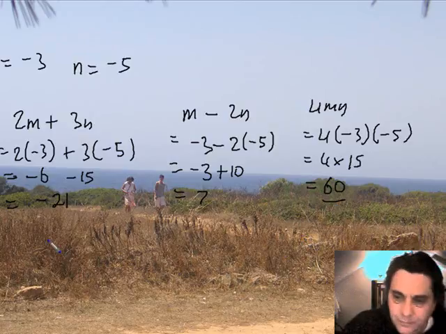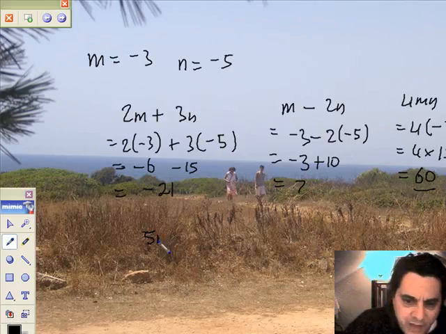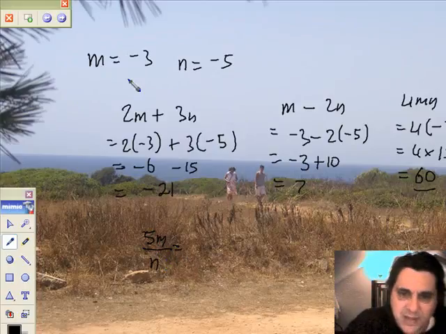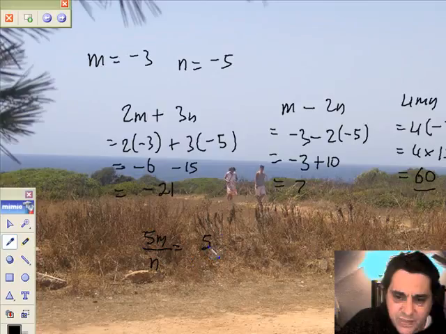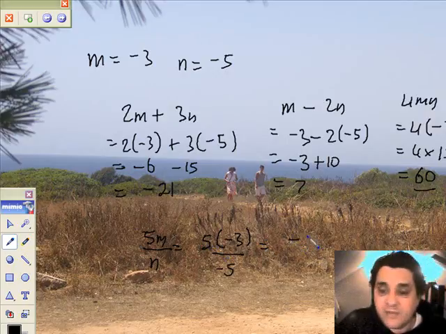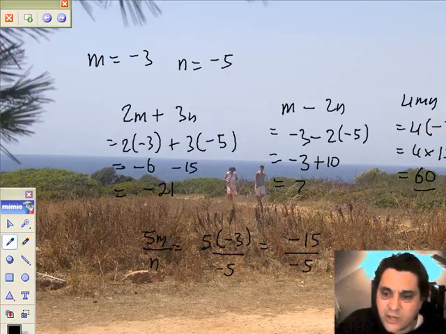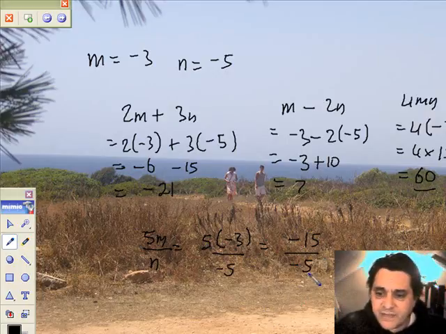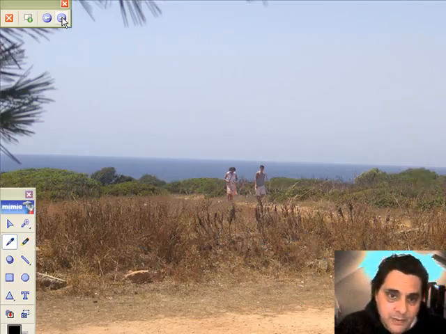One more. I've got 5m divided by n. Let's just obey that. So I've got 5 times minus 3, 5 lots of negative 3 upstairs, divide that by minus 5. Alright, let's just work out the top bit. 5 3s are 15, but it's negative, so it's minus 15. I'm divided by minus 5. Now you know negative divided by negative is positive, so the answer is going to be 15 divided by 5, 3, and it's positive.